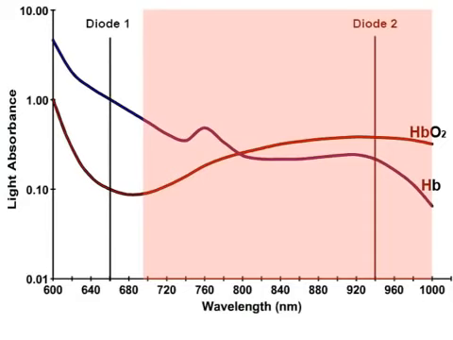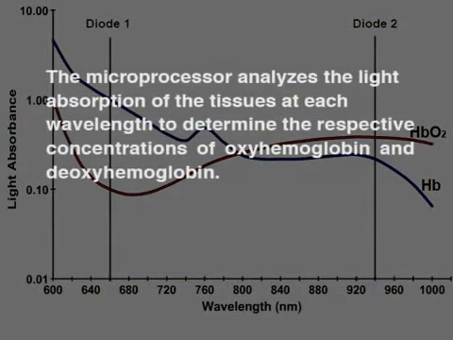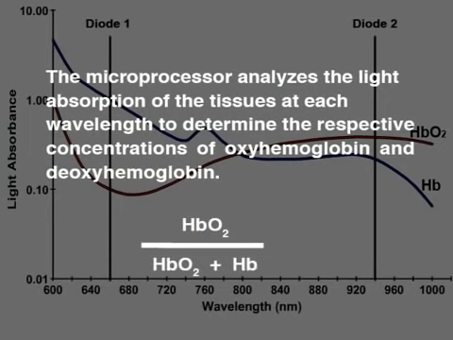The microprocessor analyzes the light absorption of the tissues at each wavelength to determine the respective concentrations of oxyhemoglobin and deoxyhemoglobin. It then divides the concentration of oxyhemoglobin by the sum of the concentration of oxy and deoxyhemoglobin to determine the arterial blood oxygen saturation, SpO2.